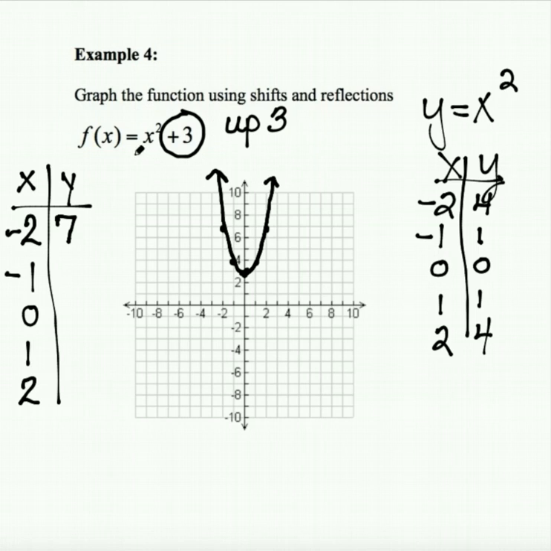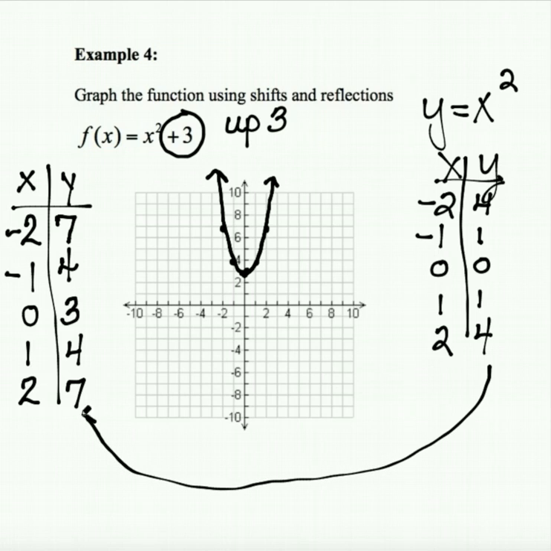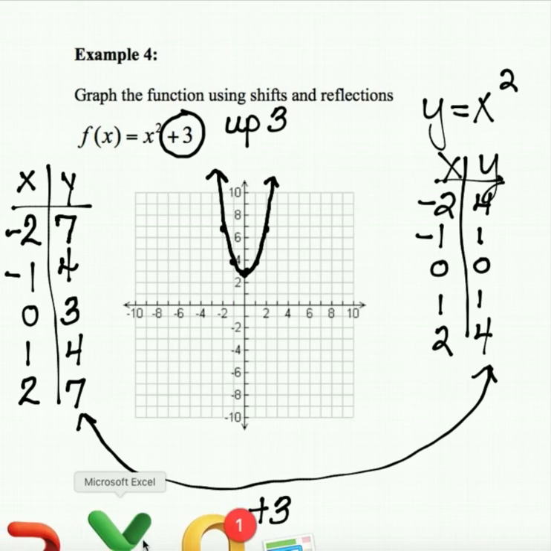When I plug -1 into this function, -1 squared is 1. 1 plus 3 is 4. So I have the point -1, 4 on my function. Okay? When you plug 0 in, you get 3. When you plug 1 in, you get 4. And when you plug 2 in, you get 7. So if you look at the y values of my original function and the y values of my new function, I just simply added 3 to all of the y values, and that shifted my entire graph up 3 units.